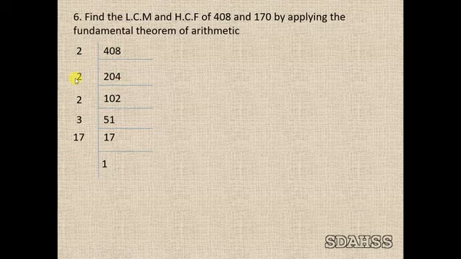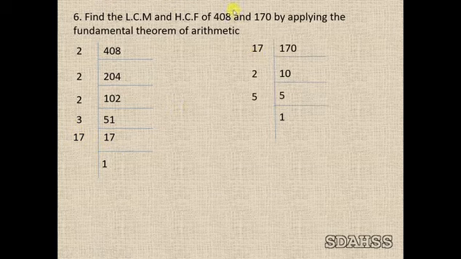204 can be divided by 2 table. Then you will get 102. 102 can be divided by 2 table. Then you will get 51. 51 can be divided by 3 table. If you divide by 3, then you will get 17. 17 can be divided by 17 table, then 1 time.